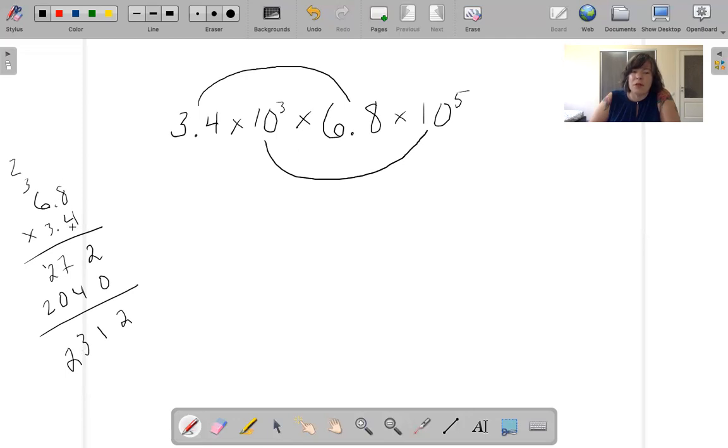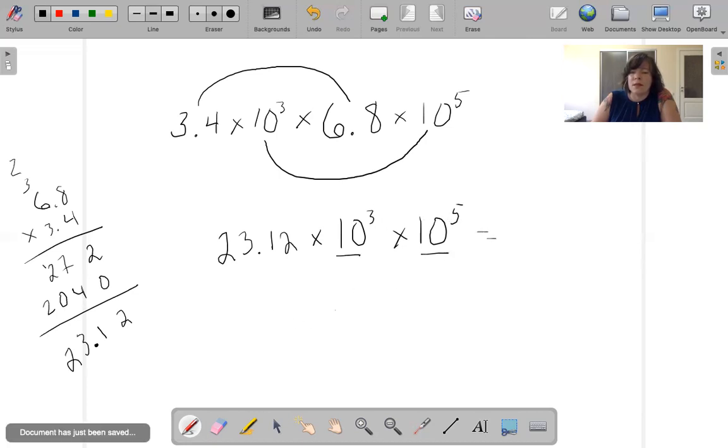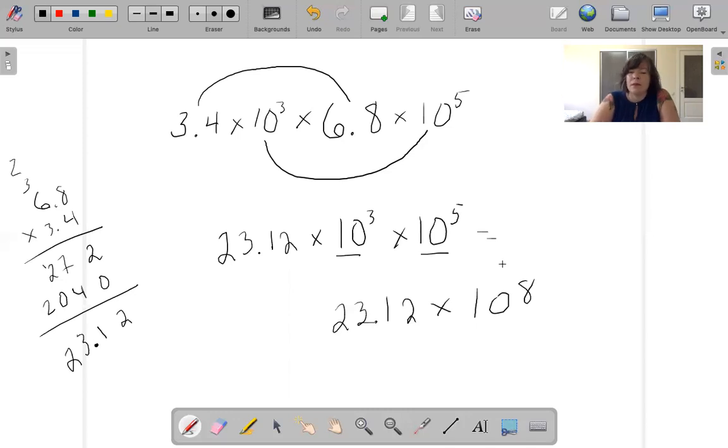I count how many numbers are behind the decimal in my problem. 1, 2. I put that many behind in my answer. So I've got 23.12 times 10 to the third times 10 to the fifth. The bases are both 10, so all I have to do is add the exponents. So this equals 23.12 times 10 to the 8th. It's easy. Let's do one more.